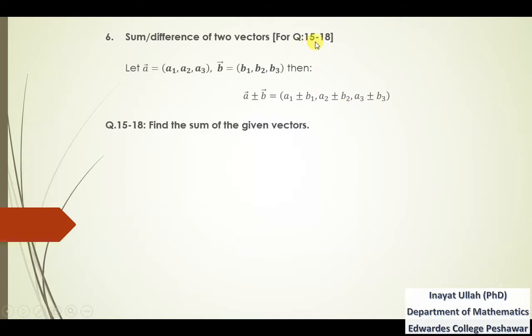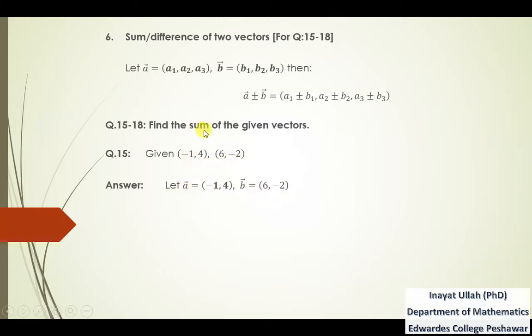Now questions number 15 through 18 ask us to find the sum of the given vectors. In question number 15, we are given two vectors, (-1, 4) and (6, -2). These are 2D vectors. First of all, we name these two vectors: vector A and vector B.